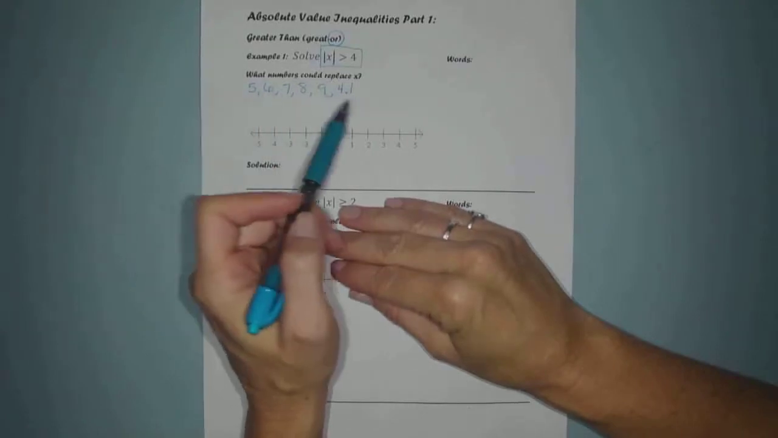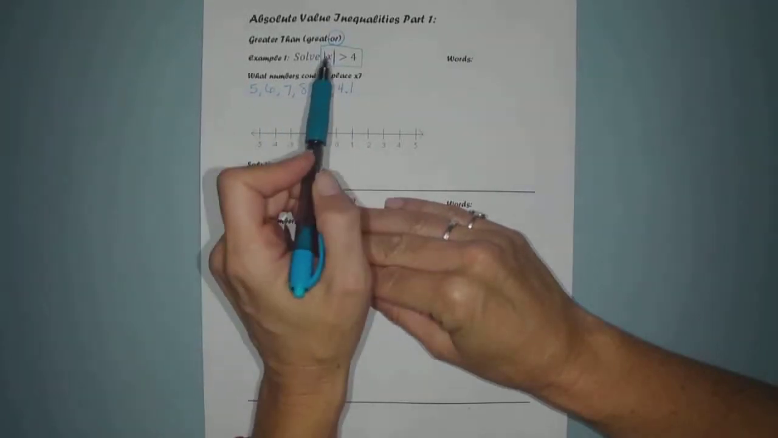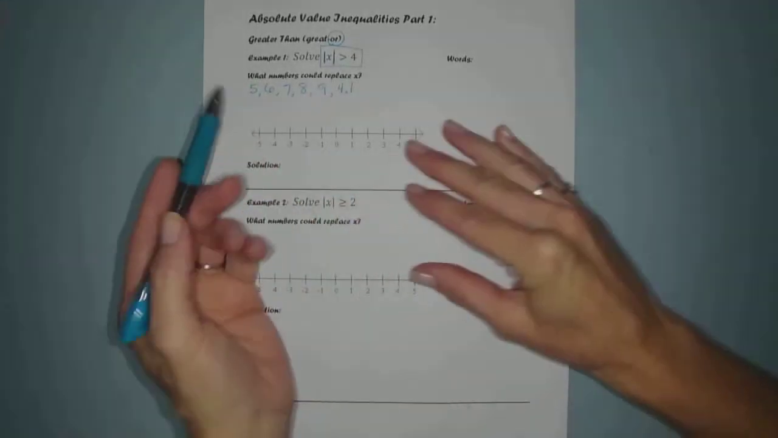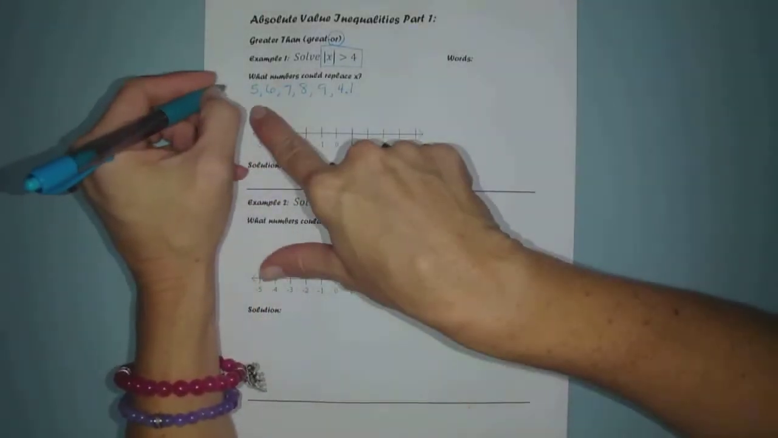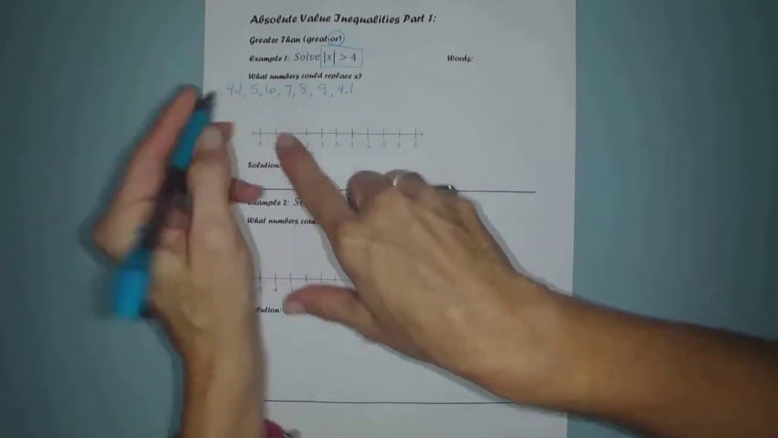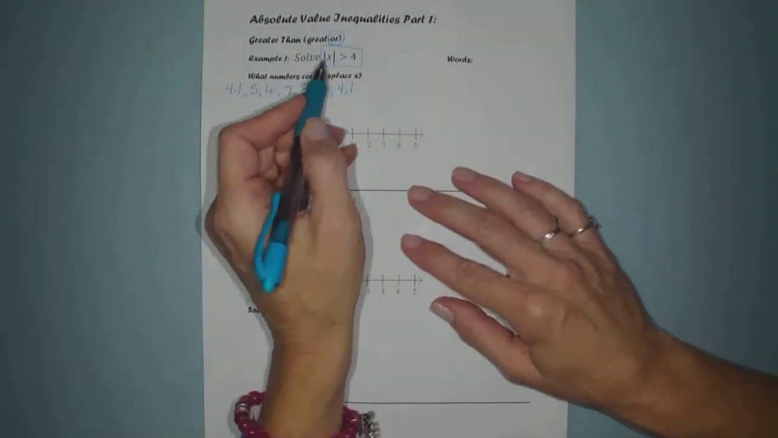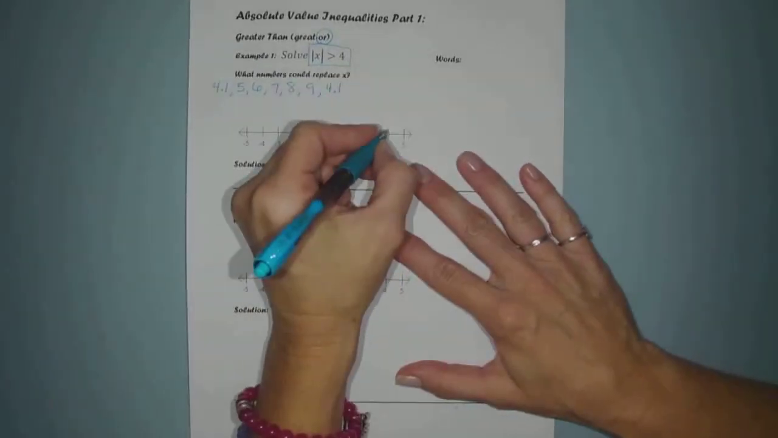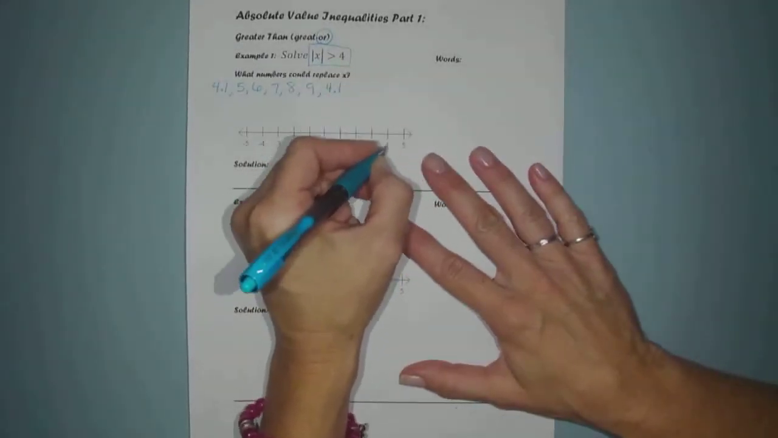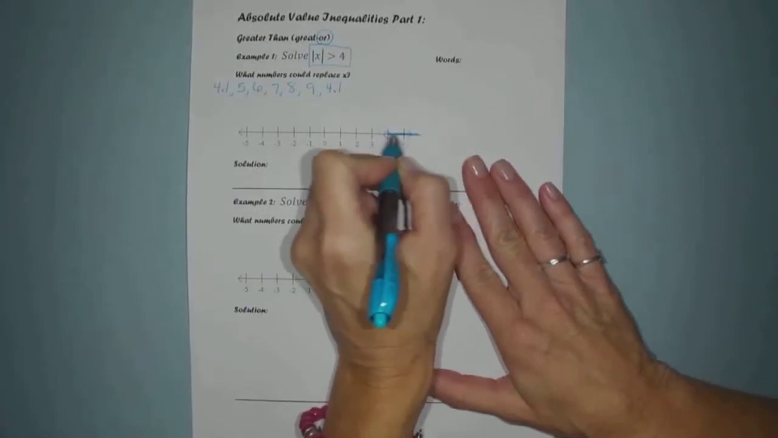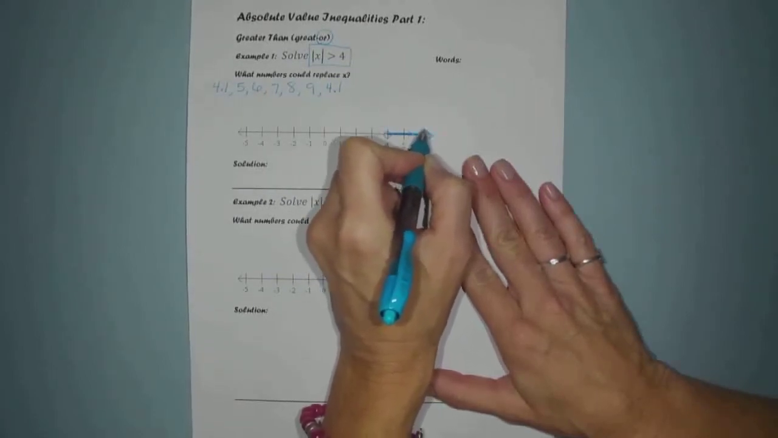So all these numbers are numbers that are bigger than 4. Even like 4.1, I could put it down here. So 4.1, 5, 6, 7, 8. All these numbers that could replace x are like over here near 4, but they're not 4. They're bigger than 4. So they're out here.